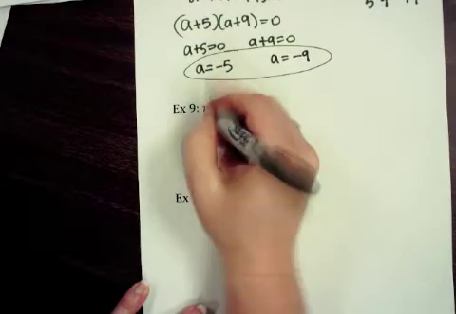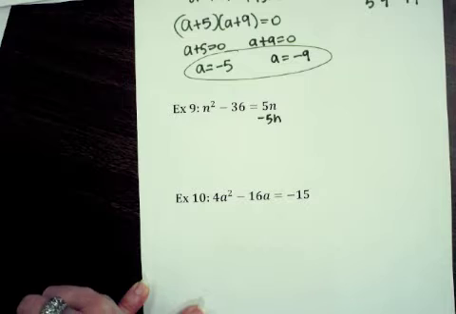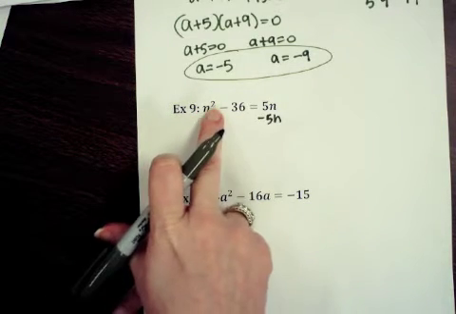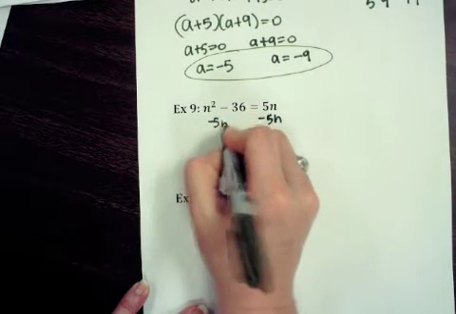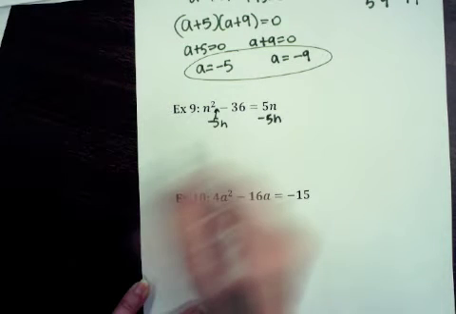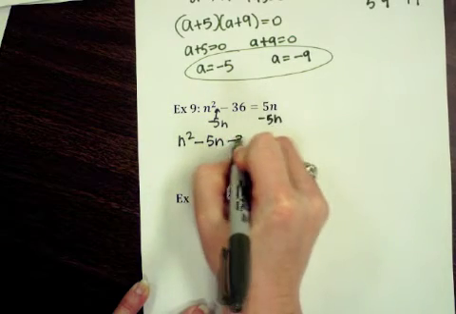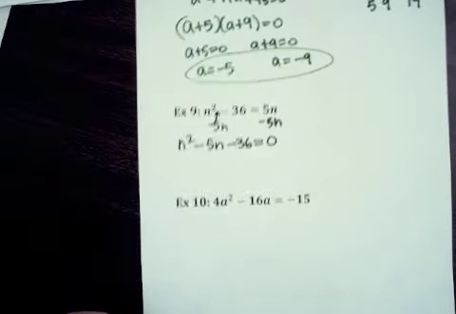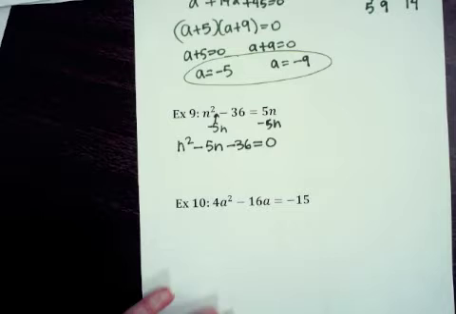Number 9, I would have had to have subtracted 5n. Now be careful, because I always want this in descending order. So I'm going to go n squared, n, and then my constant. So I'm going to squeeze this minus 5n behind the n squared and in front of the minus 36. So n squared minus 5n minus 36 equals 0. Did you get that right? Okay. Change it if you didn't.